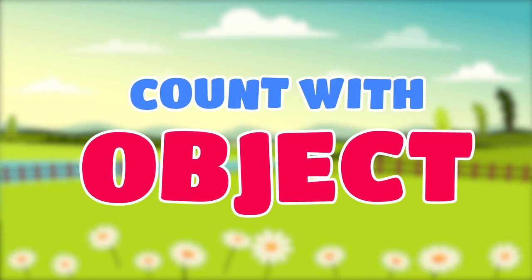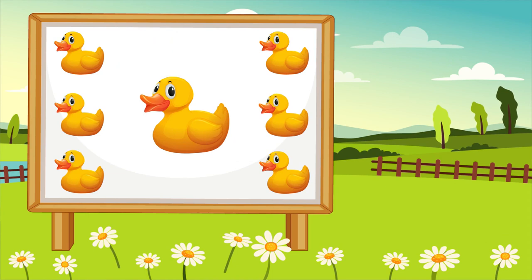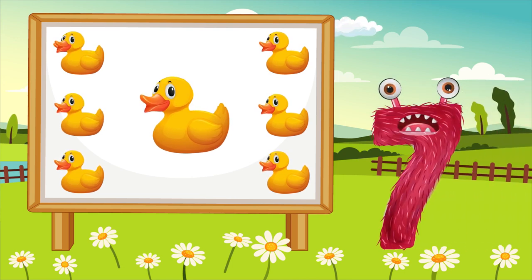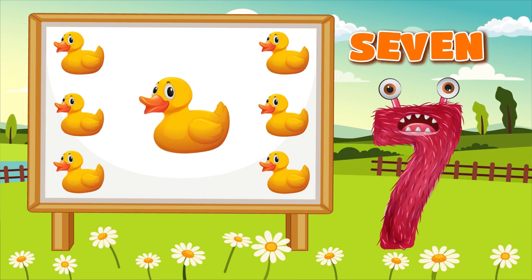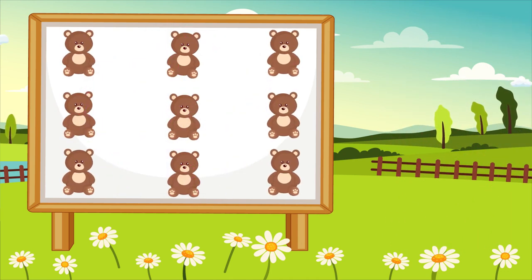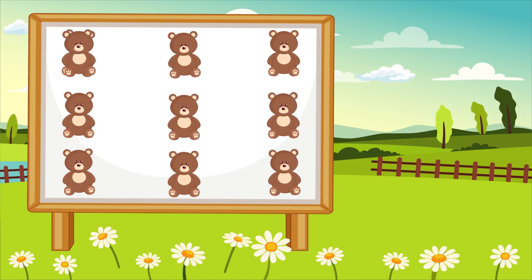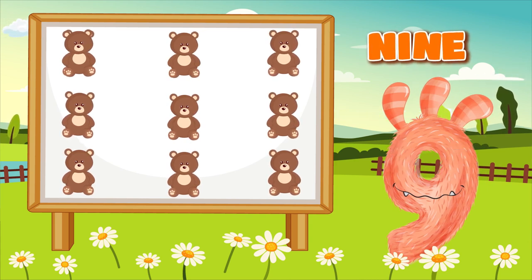Let's count the objects. How many objects are here? 7. 7 objects. Yay! How many objects are here? 9. 9 objects.